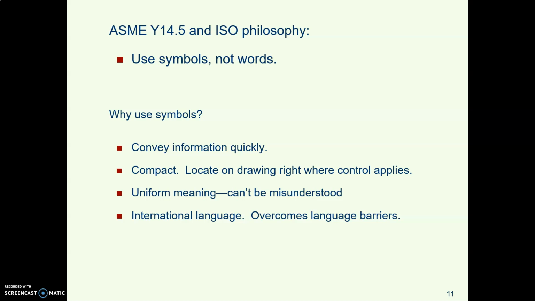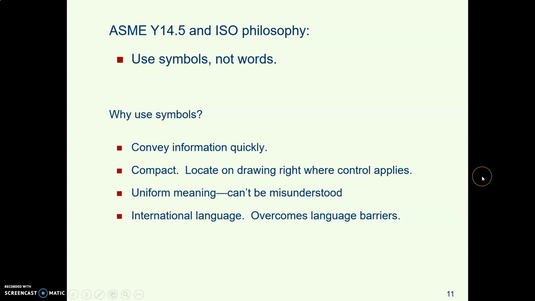So, at the heart of this ASME system and its sister, the ISO system, is the idea that we are moving towards using symbols and not words. And there are several reasons for that. One, it's a way to communicate ideas fast and in a small amount of space. It's got a consistent meaning, so it's not open to interpretation.